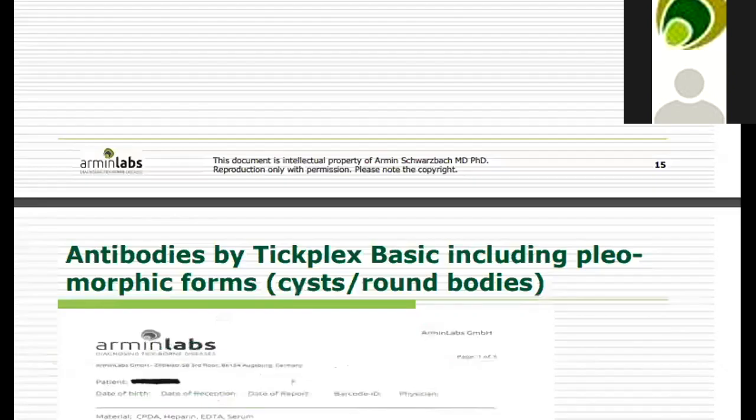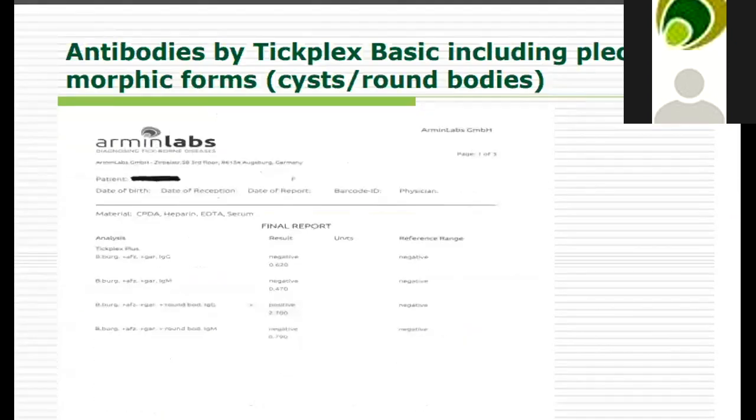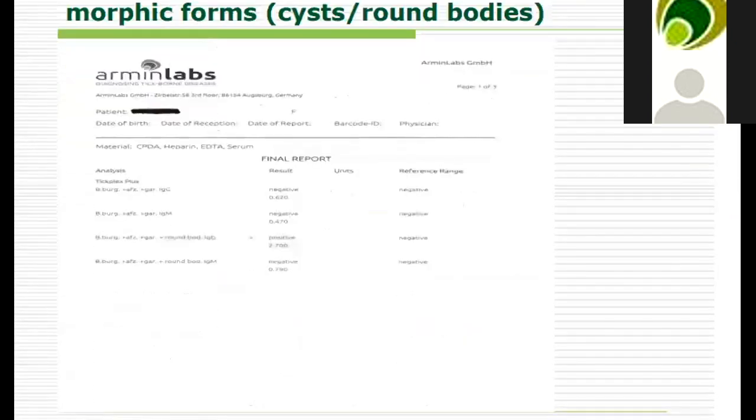Now I want to show you a Tickplex result. This is what I see in my daily work. This is a Tickplex basic. This is a very cheap version. So if money is an issue, I would always recommend not to do Western blot, not to do ELISA, not to do immunoblots. Please do the Tickplex basic, because if it's chronic, you include the pleomorphic forms, which is the key for the future. I'm absolutely convinced of that.